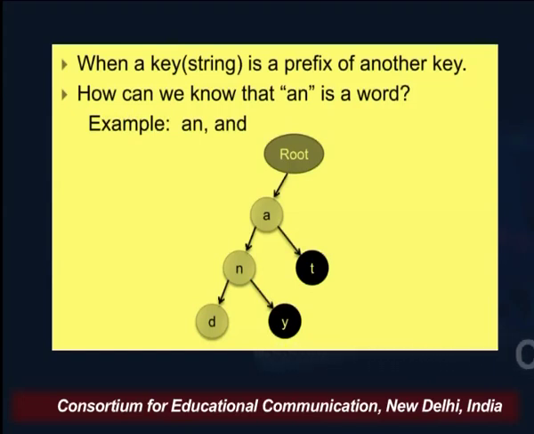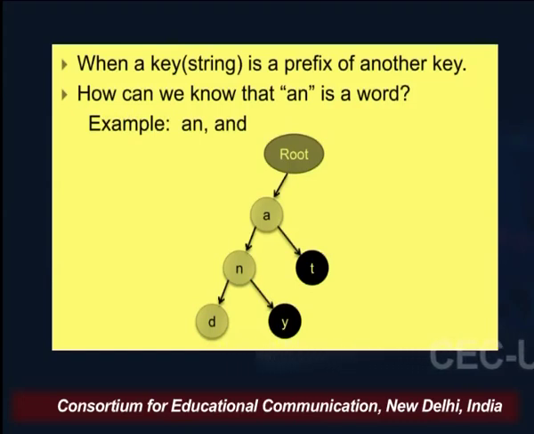In order to model these kinds of situations, you can have a look at the figure in which we have a root, then a left branch which starts with A, then N, and then D, and with N there is another branch going out, which is Y, making it any.